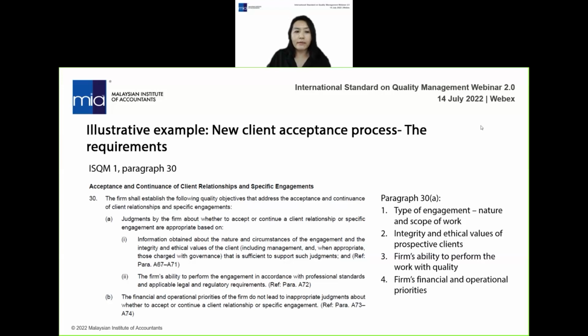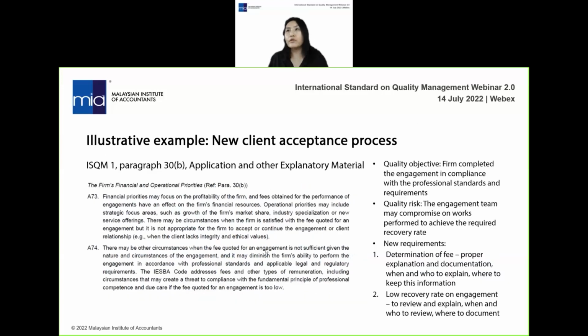But maybe the next one is something new that you are more interested in: the firm's financial and operational priorities. This is the one that I'm talking about, the application and other explanatory material, which is the second part of the manual. You can see there is a paragraph number indicated with A and then a number followed by numbers. This is to explain what the standard setter is trying to say, and to explain further what is meant by financial and operational priorities.